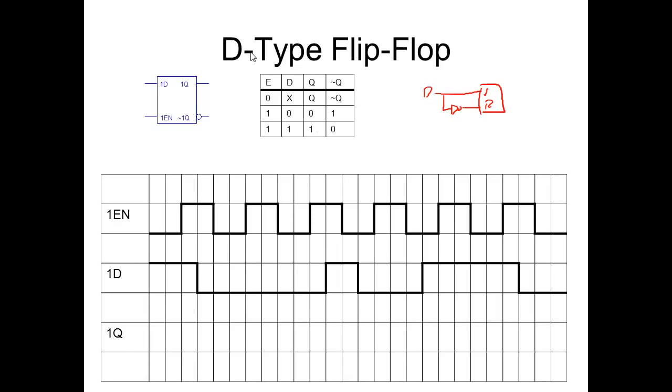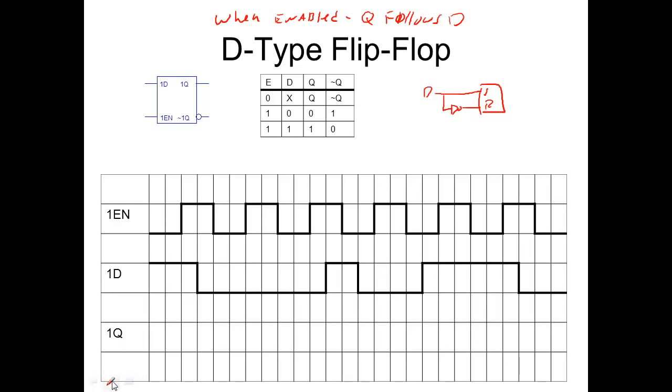So basically the rule for a D-type flip-flop is when enabled, Q follows D. So when you enable the D-type flip-flop, Q will follow D. And you can see that down here. We're enabled here. We're not enabled here, so it just holds. We're enabled, D is low, Q is low. We're enabled, D is high, Q is high.